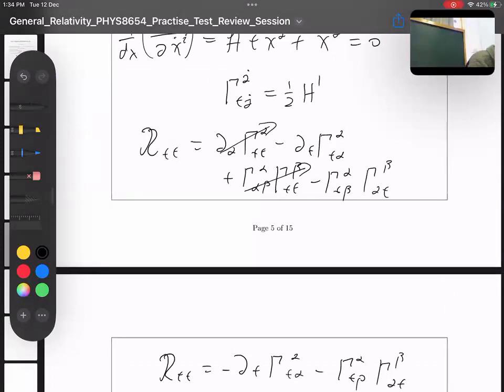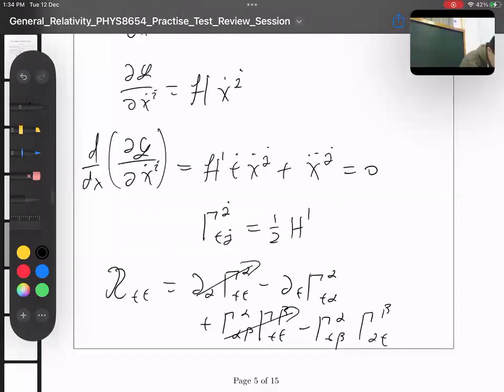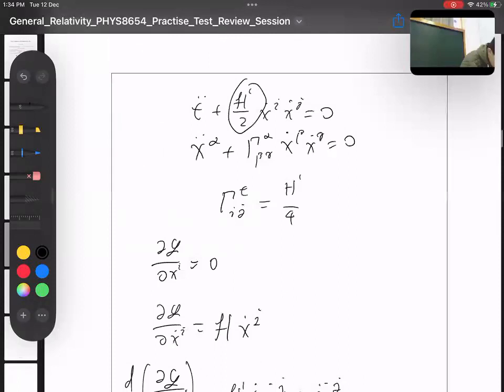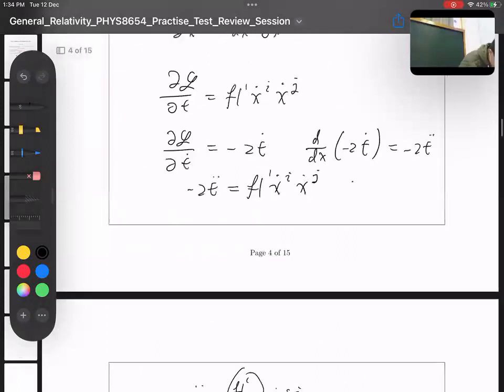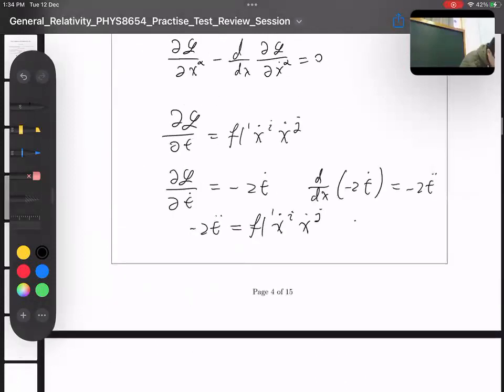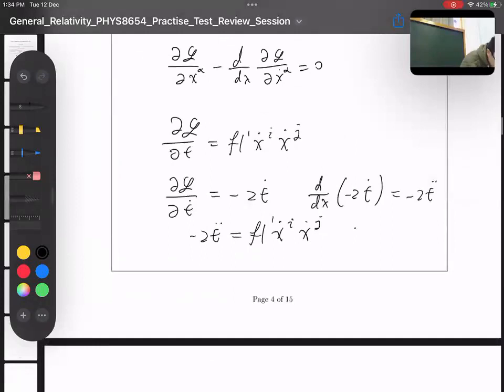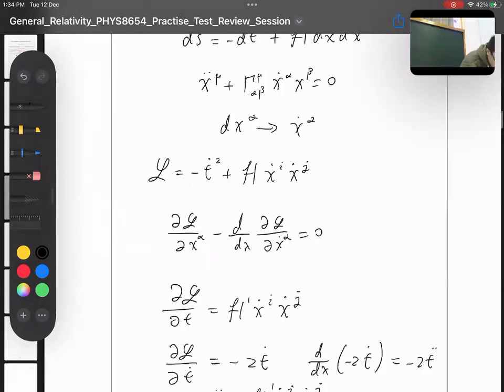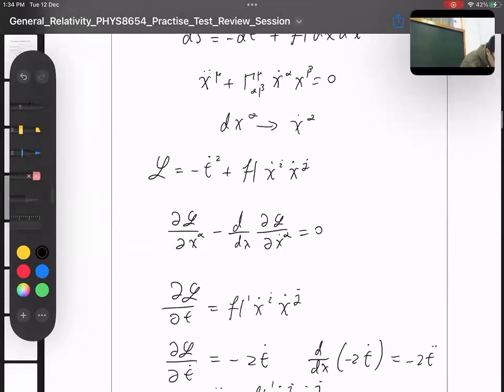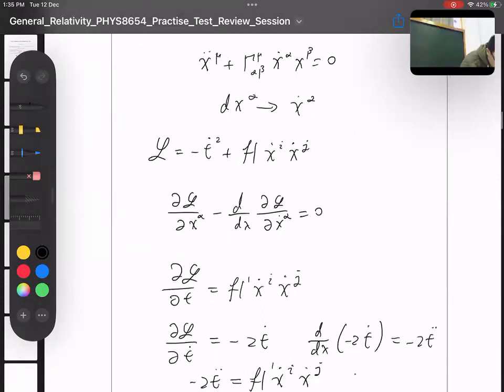Wait, am I missing something? Partial t is partial t. Yeah, that should be fine.